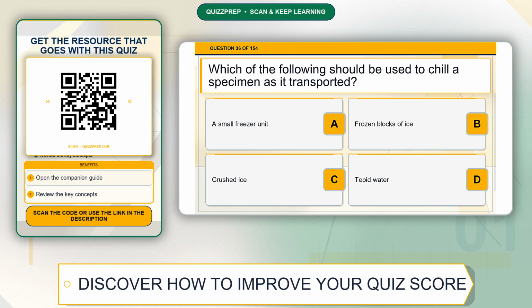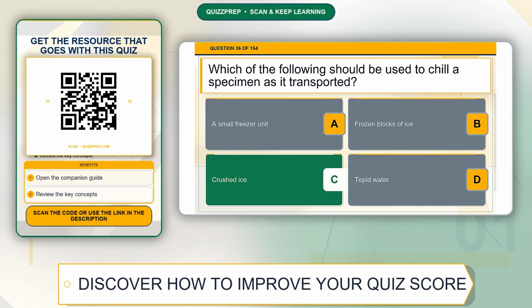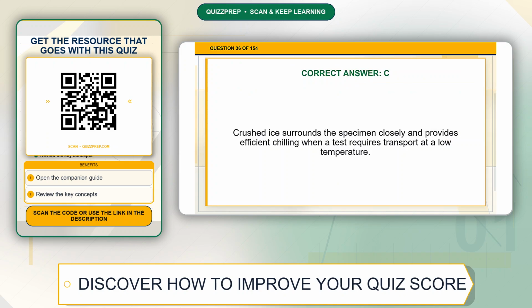Question 36. Which of the following should be used to chill a specimen as it is transported? Option A, a small freezer unit. Option B, frozen blocks of ice. Option C, crushed ice. Option D, tepid water. The correct answer is option C, crushed ice. Explanation. Crushed ice surrounds the specimen closely and provides efficient chilling when a test requires transport at a low temperature.